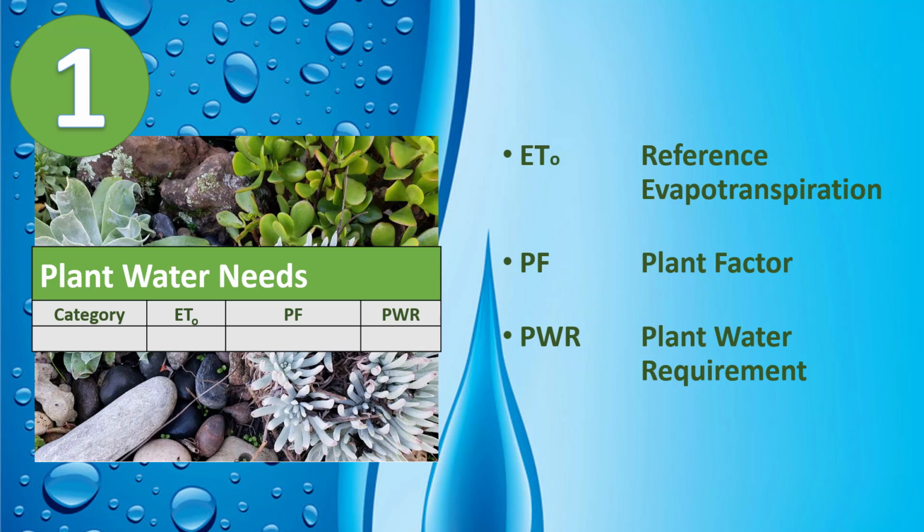Next, assign a plant factor number based on site-specific information, like sun exposure, wind exposure, and proximity to hardscapes. The plant water requirement is the calculated amount of water in inches needed by a plant based on reference ET data and the plant factor number. Calculating the plant water requirement will determine how much water the plant needs to be healthy in this specific situation.